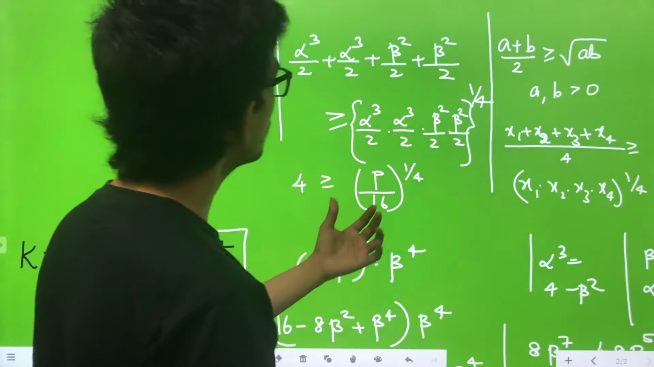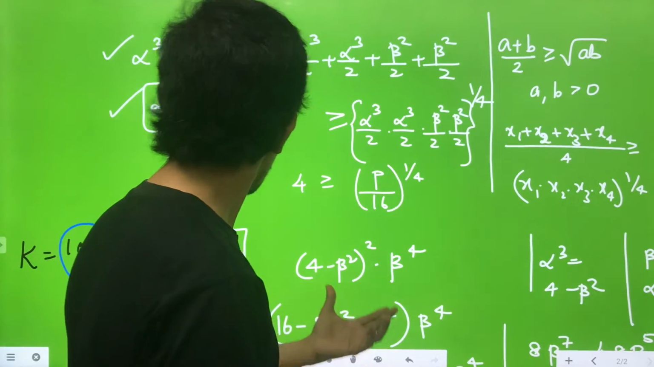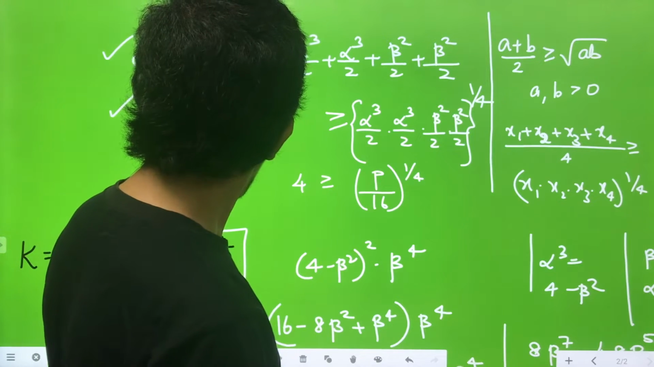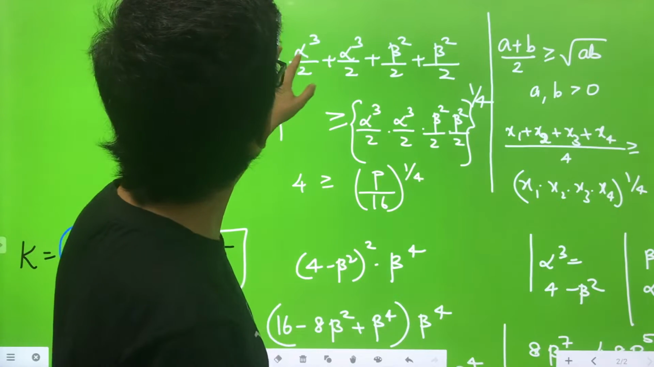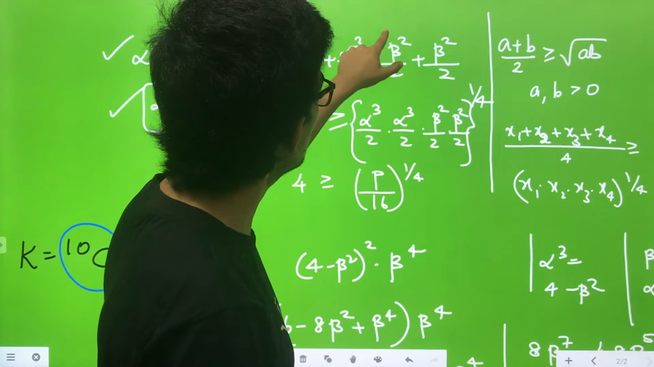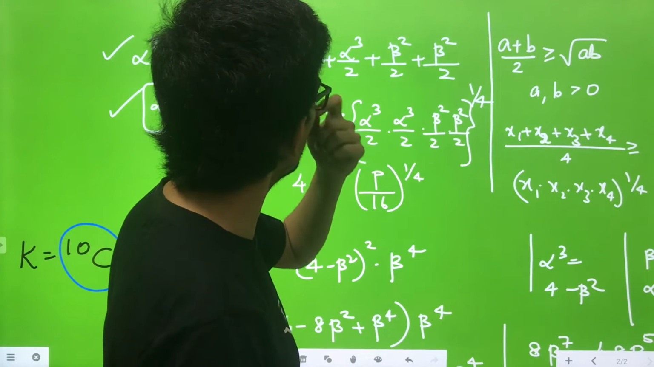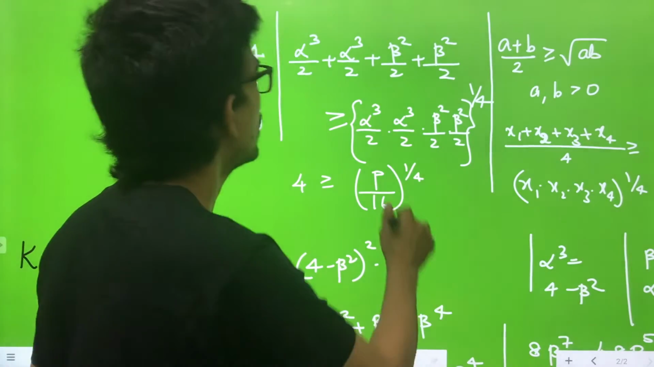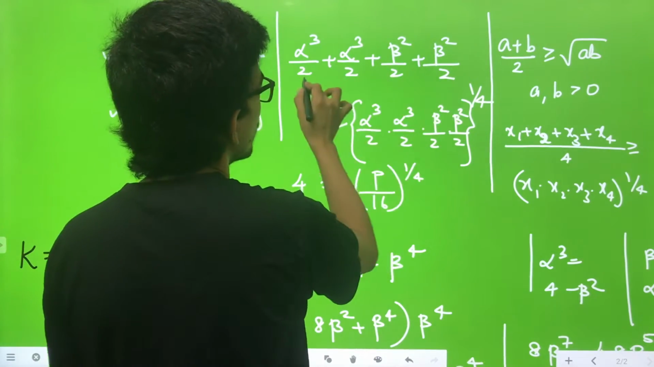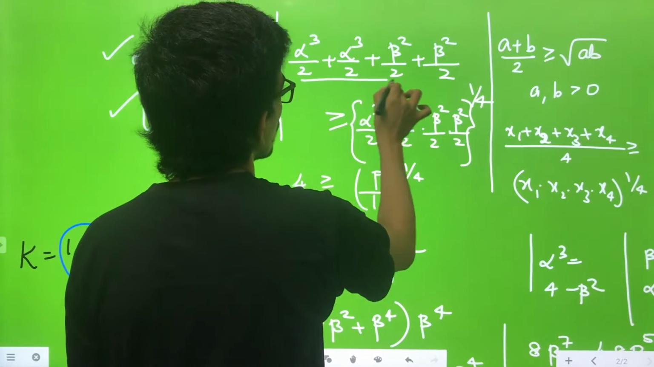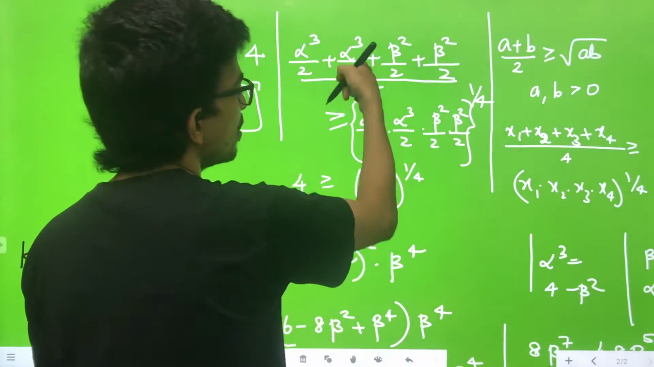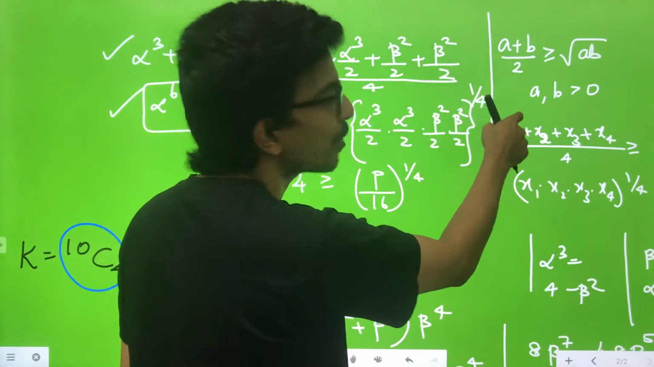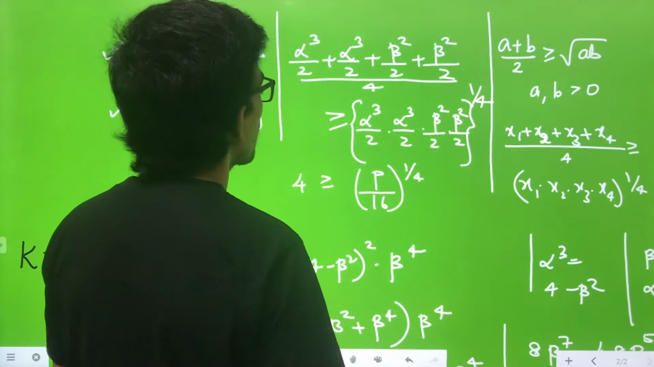Did we mess up somewhere? Because our answer should have been 16. We have alpha cube by 2, beta square by 2, beta square by 2. I have missed a 4 here. I'm sorry, I have missed a 4 here. See, I have missed a 4 here, just like I missed a 1 by 4 here. I missed a 4 here.